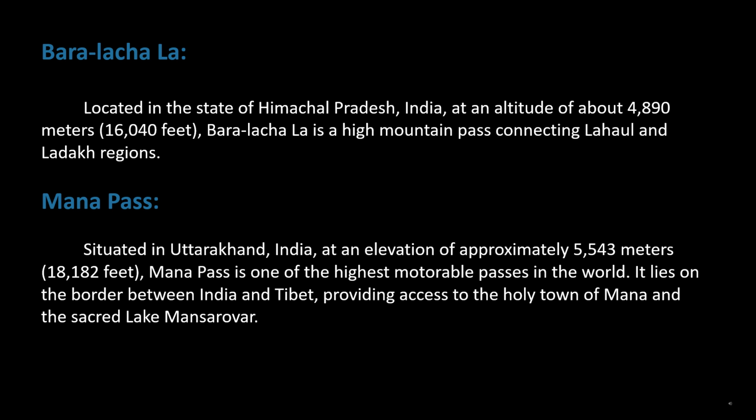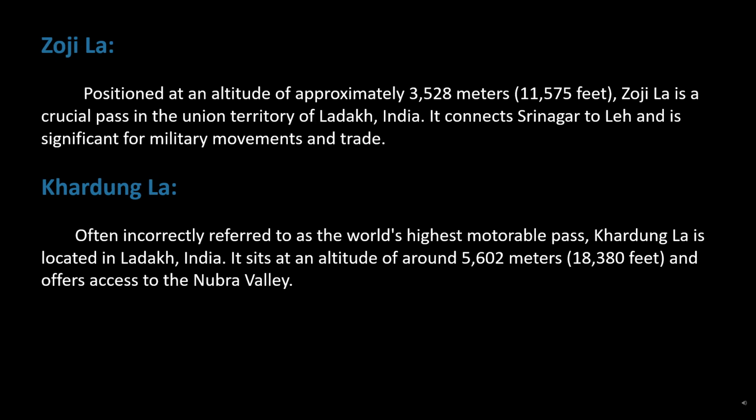lake Mansarovar. Zojila. Positioned at an altitude of approximately 3,528 meters, 11,575 feet, Zojila is a crucial pass in the Union Territory of Ladakh, India. It connects Srinagar to Leh and is significant for military movements and trade.